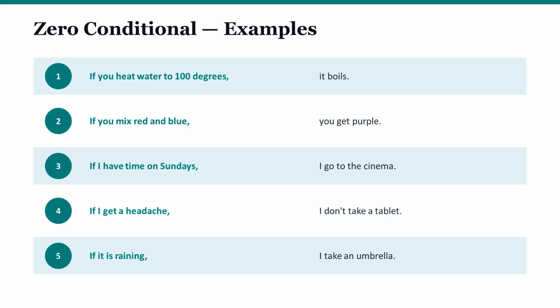Example 4. If I get a headache, I don't take a tablet. This is a personal habit. Example 5. If it is raining, I take an umbrella. This is another habitual action. Notice how both parts of the sentence use the simple present tense. The zero conditional describes things that are generally or always true.